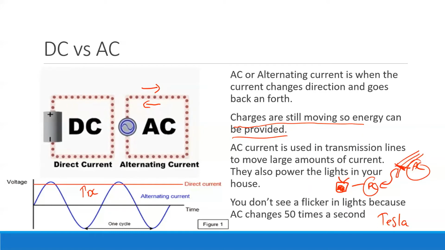We've got conventional versus electron flow. We've got DC versus AC. And then we've got a little bit about electron drift. But ultimately, going back to the main idea, when we talk about current, we're talking about the movement of charge. Now we're going to move on to a discussion of voltage.